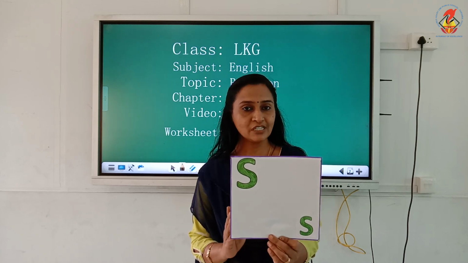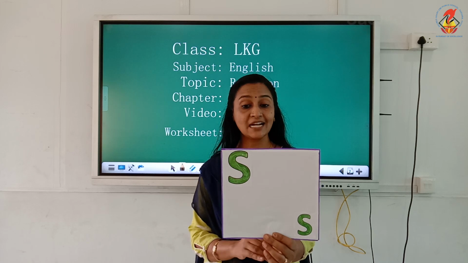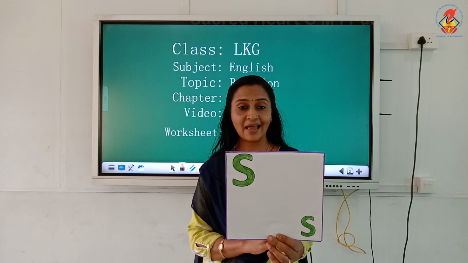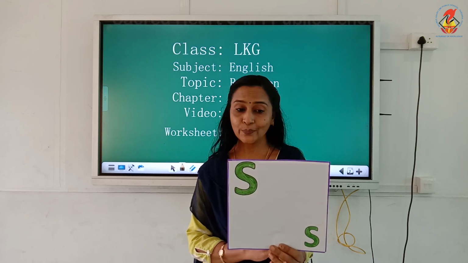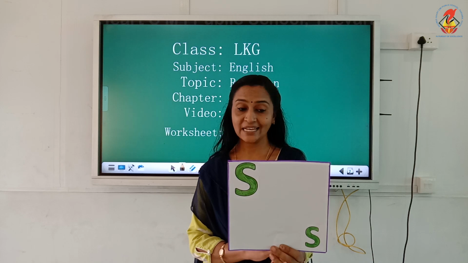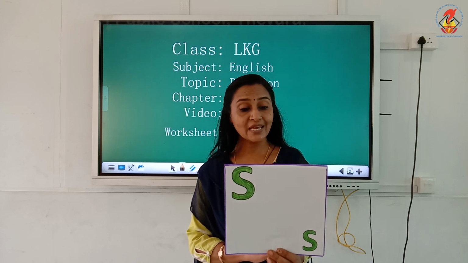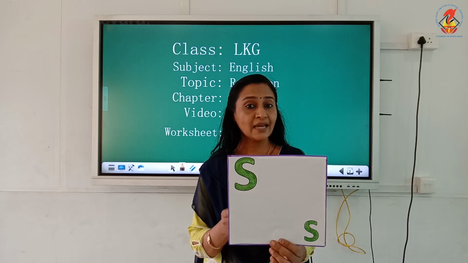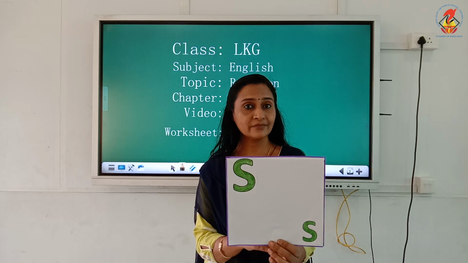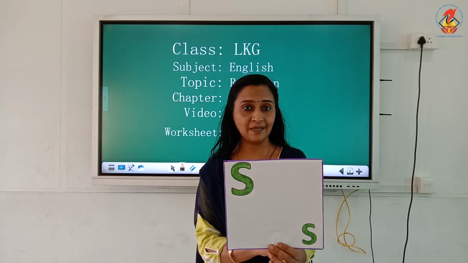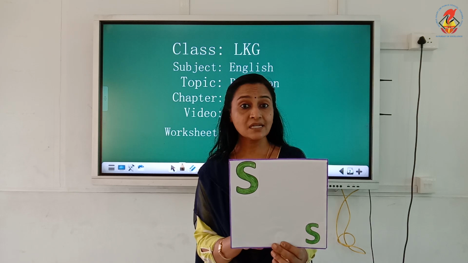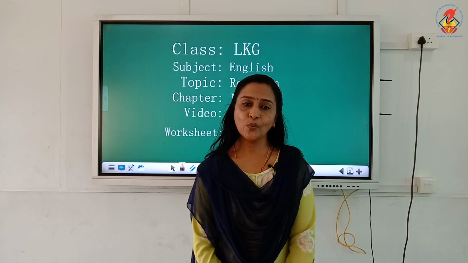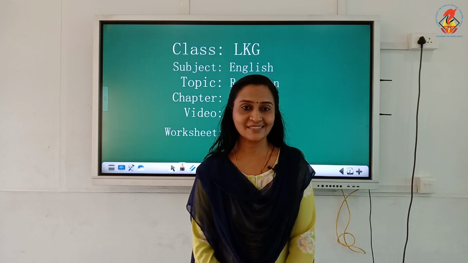Let us recap the words that begin with letter S. Sun, sandcastle, socks, strawberry, sapota and saxophone. Children, repeat with me. Here we can see all the words come at the beginning and the sound S can be heard at the beginning. Okay. Children, hope you understood the letters and its phonic sound.